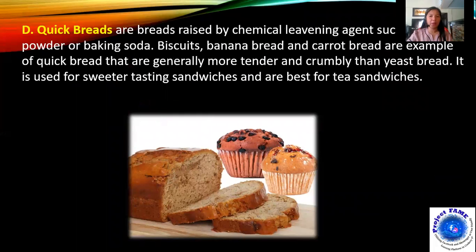Okay, for the quick bread, which is the fourth type of bread, these are breads raised by chemical leavening agents such as baking powder or baking soda. Biscuit, banana bread, and carrot bread are examples of quick bread that are generally more tender and crumbly than yeast bread. It is used for sweeter tasting sandwiches and is best for tea sandwiches.